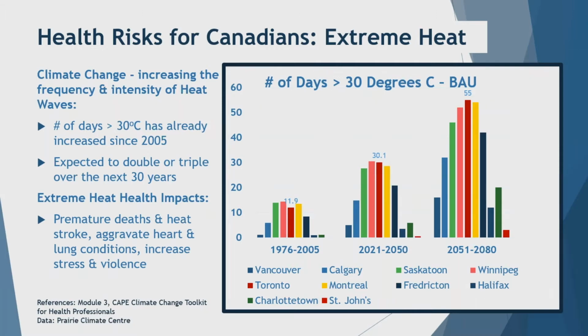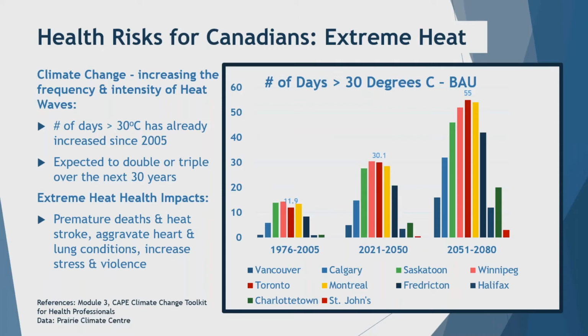before 2005. And it's predicted that for Toronto, again, this is business as usual. If we continue to emit greenhouse gases at the current rate, the City of Toronto could be looking at 55 days that have temperatures of 30 degrees or higher.